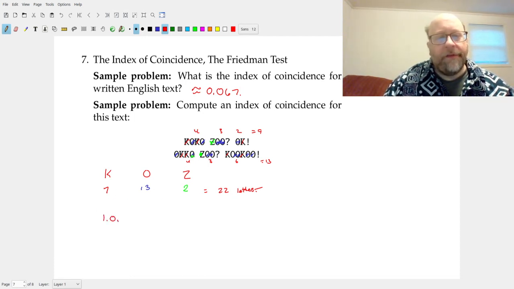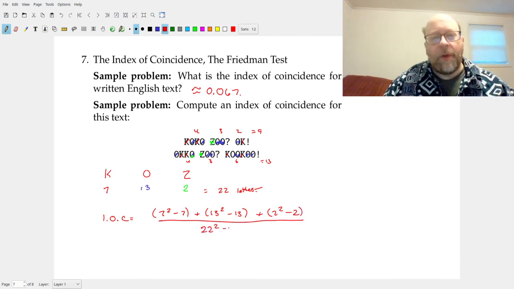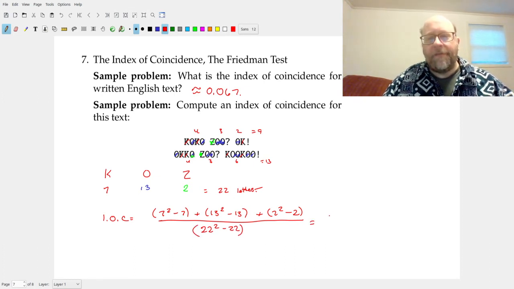The index of coincidence is 7 squared minus 7 plus 13 squared minus 13 plus 2 squared minus 2, all divided by 22 squared minus 22. So 49 minus 7 is 42. 169 minus 13 is 156. 4 minus 2 is 2. 484 minus 22 is 463. Is that right?